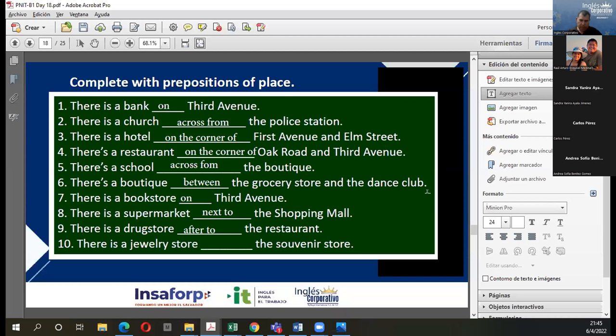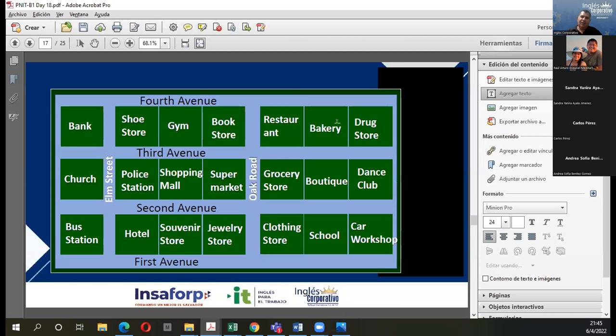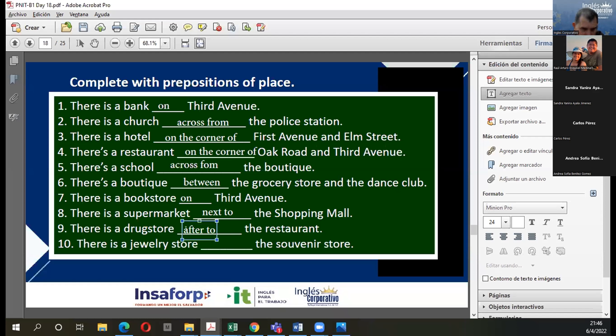Nos damos cuenta cuando la llene. Aquí está, teacher. Nos hemos trabajado en la 9, mire, teacher. Porque dice de drugstore y restaurant. Entonces no hayamos cómo decir. Near. ¿Cómo? Ah, cerca. Near. There is a drugstore near the restaurant.